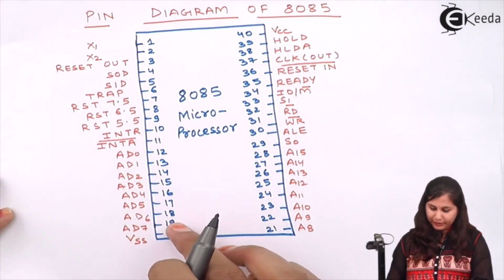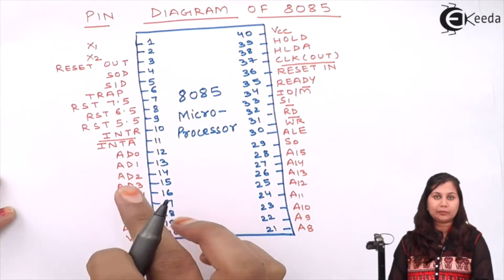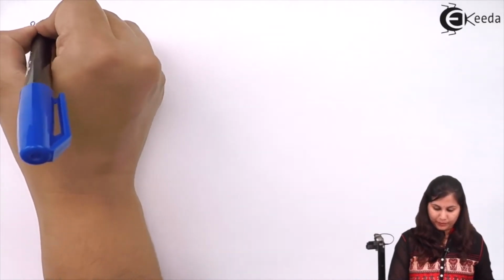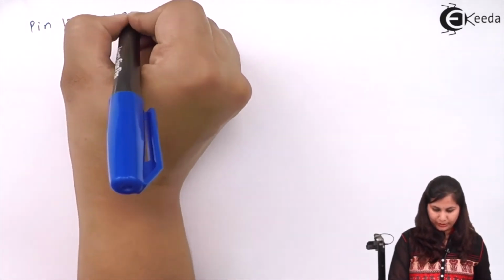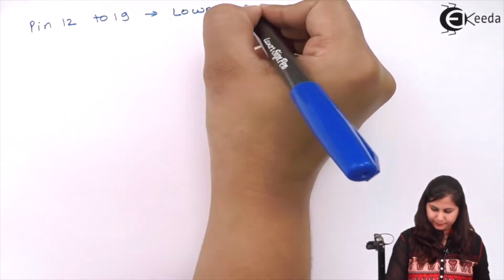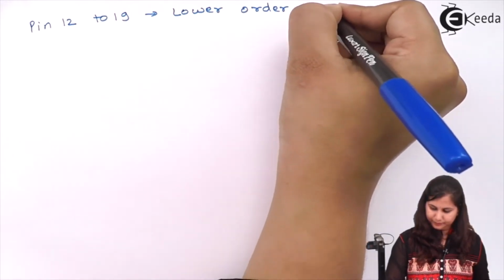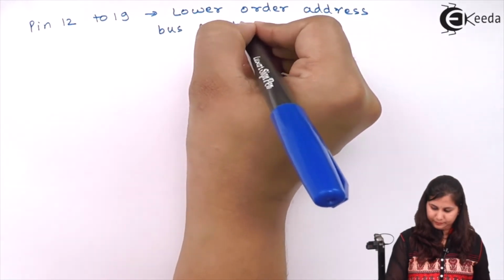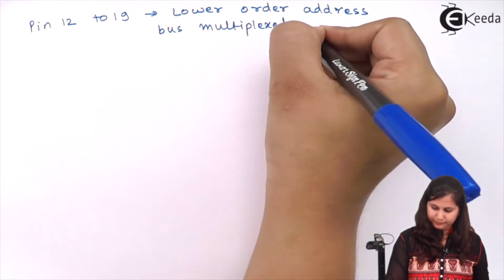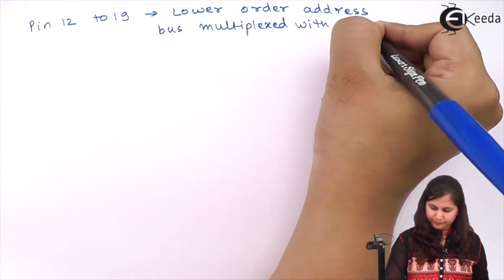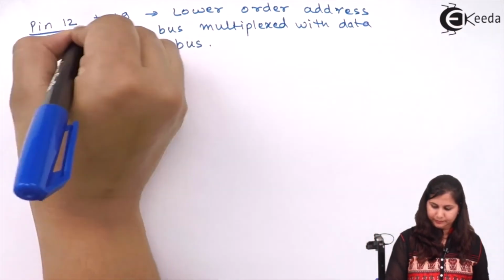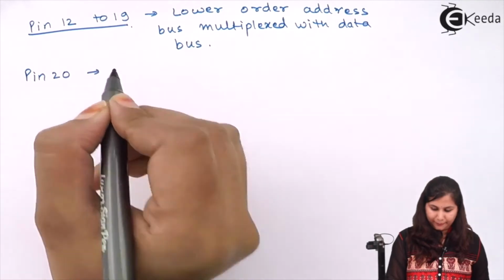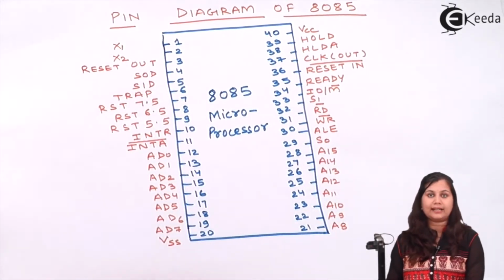Then we have pin number 12 to pin number 19. From pin number 12 to pin number 19, we have the address and the data bus, the lower order address bus multiplexed with the data bus. Pin number 12 to 19. Next we have pin number 20. Pin number 20 is VSS, that is ground.